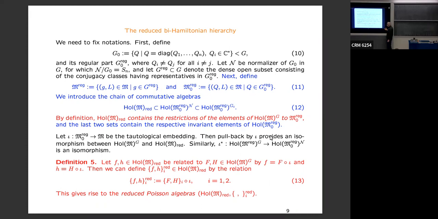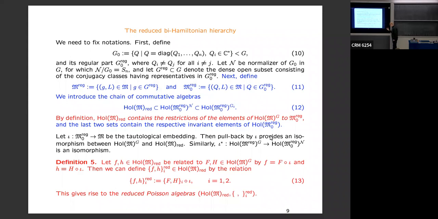And this submanifold intersects every orbit in the regular part. The regular part is dense and open, so even a continuous function can be recovered from its restriction to this regular part. And so the point is that an invariant function can be recovered from its restriction to this submanifold of my phase space. So I'm going to represent the Poisson bracket of the invariant functions by some bracket of the restricted functions on this phase space.